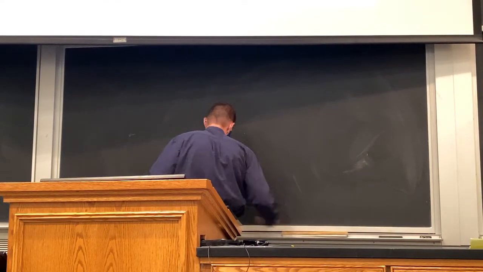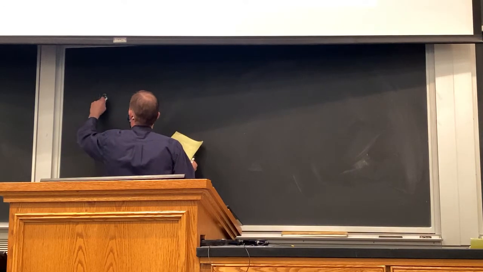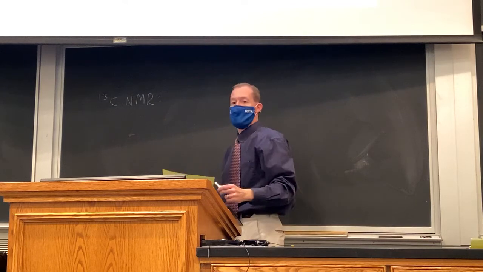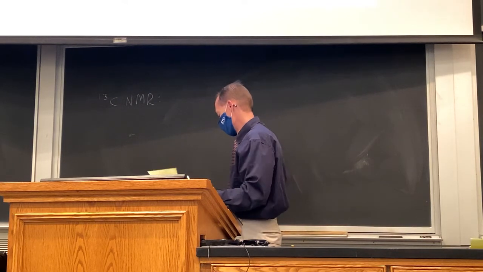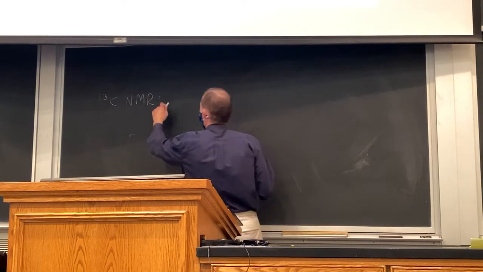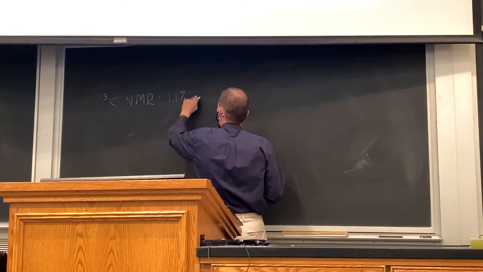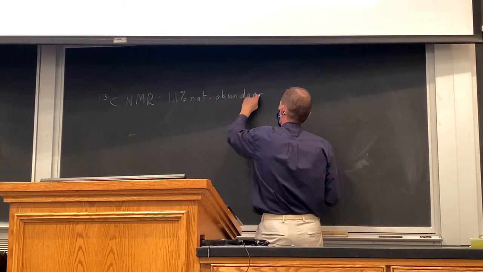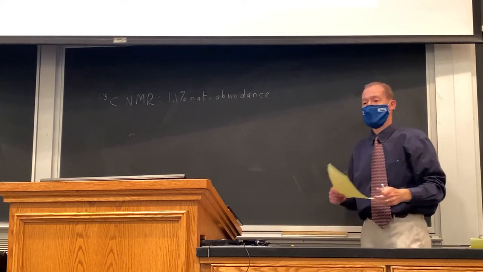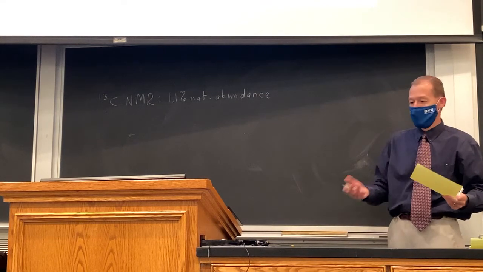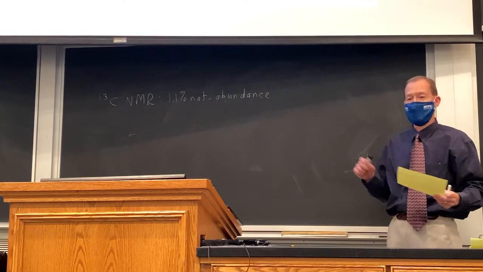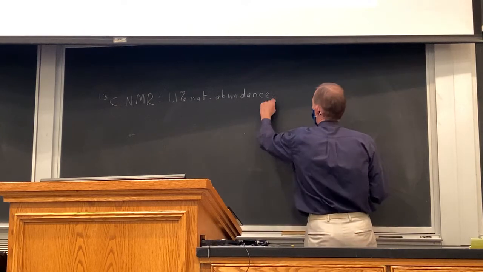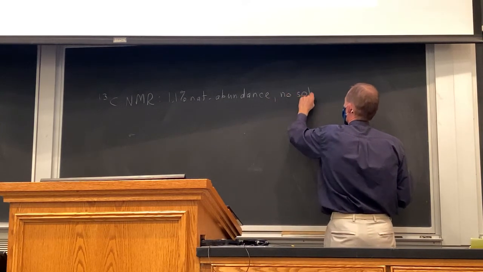The final topic that we learned was C13 NMR. And we spent much less time on C13 NMR than on proton NMR. Some of the key things here: 1.1% natural abundance. So the C13 atom is not very abundant. So that means that the technique is not nearly as sensitive. The baseline is much noisier as a result. We also learned that there's no splitting or integration.